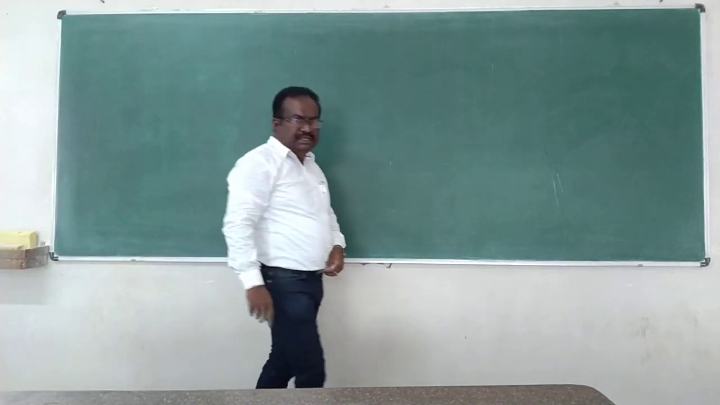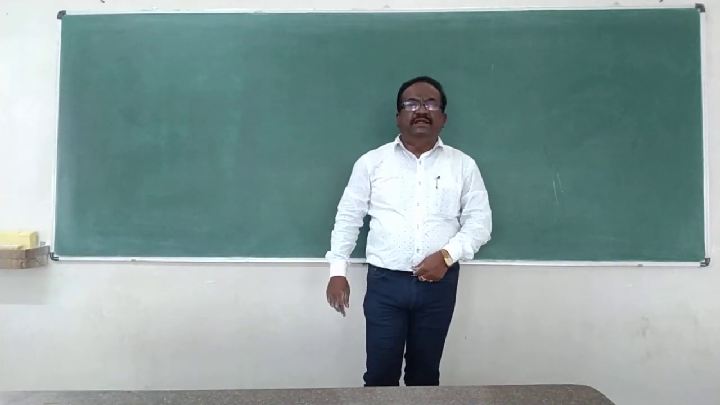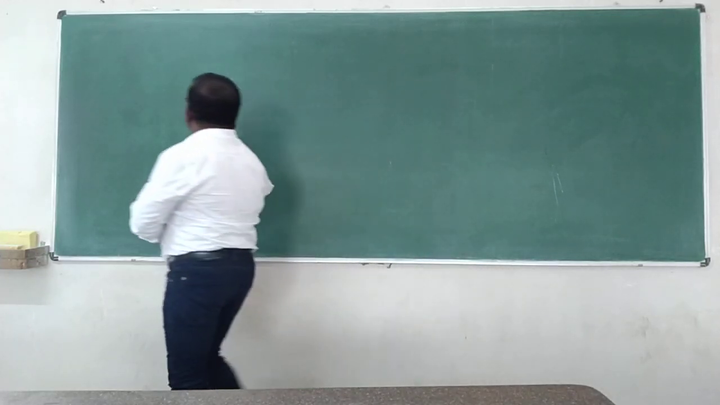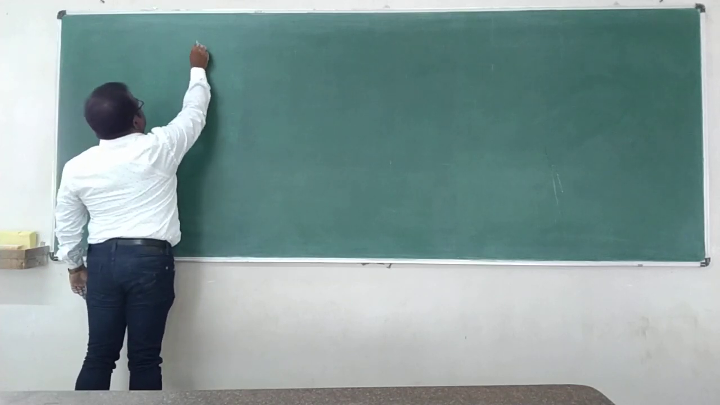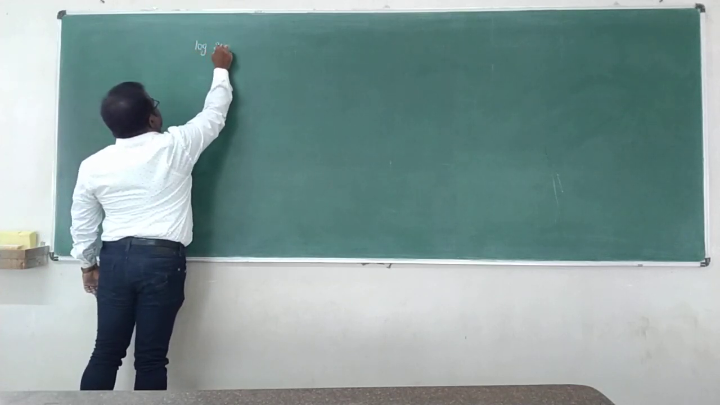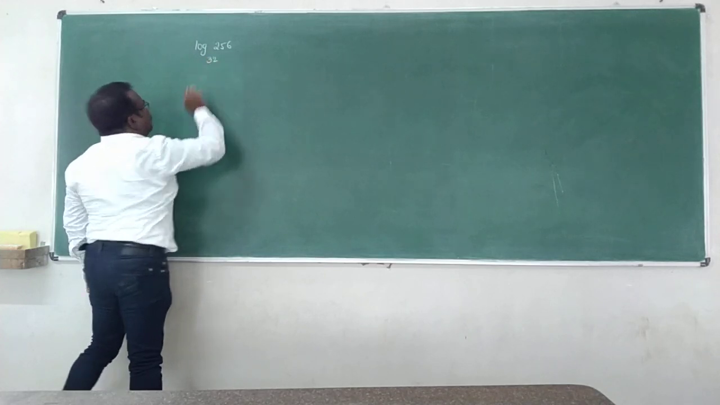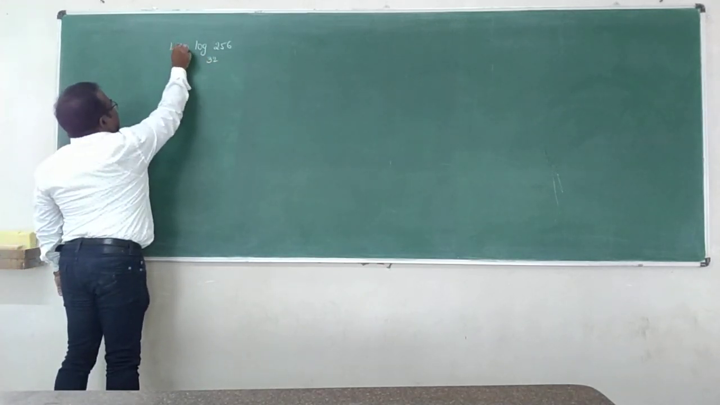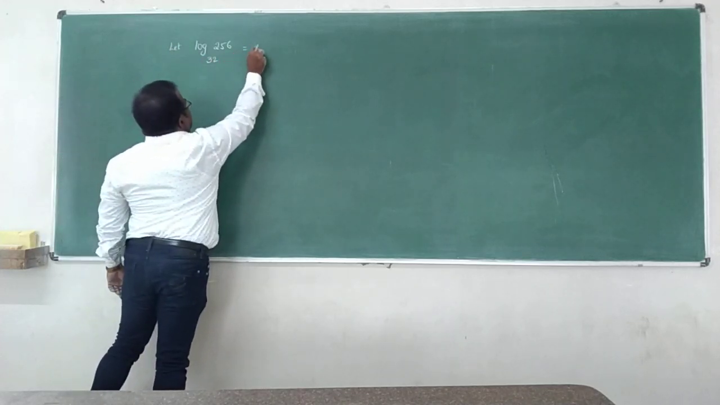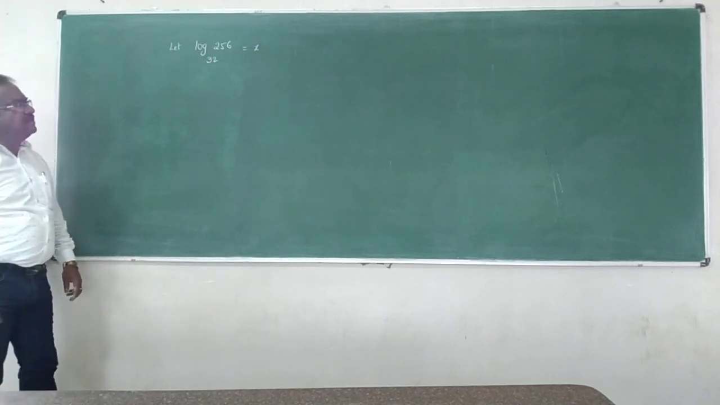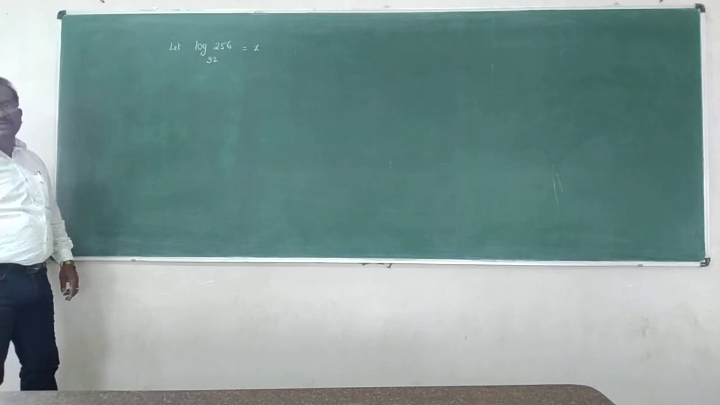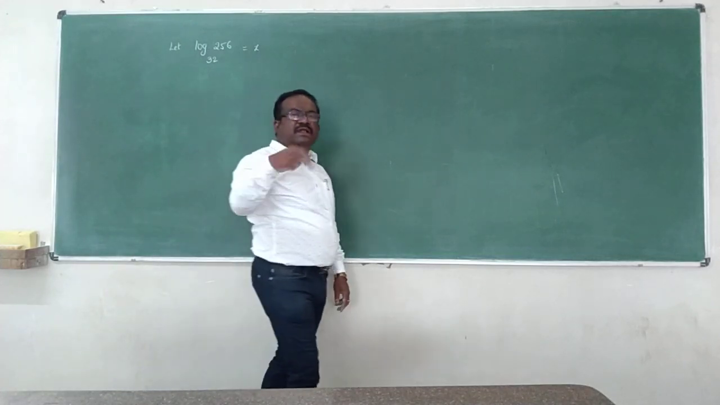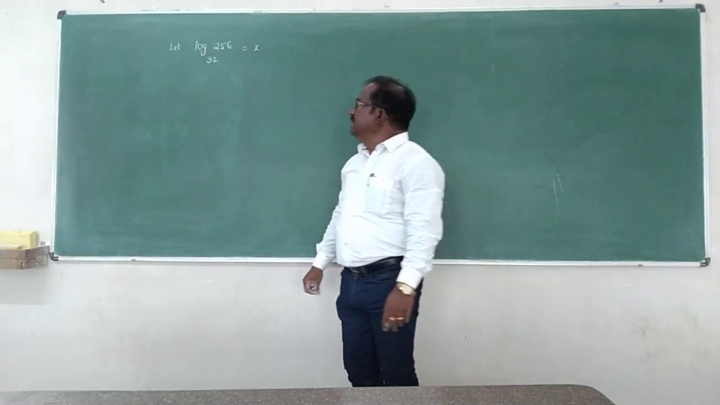One more problem we are doing, children, in this section. That is the last problem. Find the value of log 256 base 32. Let us see this problem, children. Let us consider, let log 256 base 32 is equal to x. Now what is the second step we have to do? Convert the logarithm into exponential form.